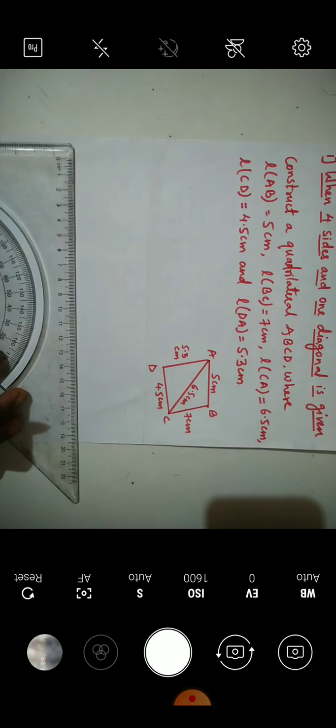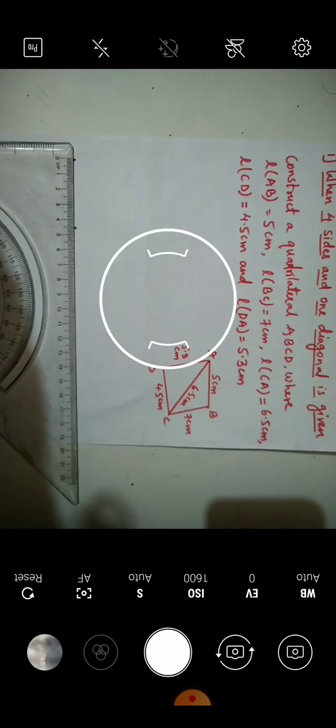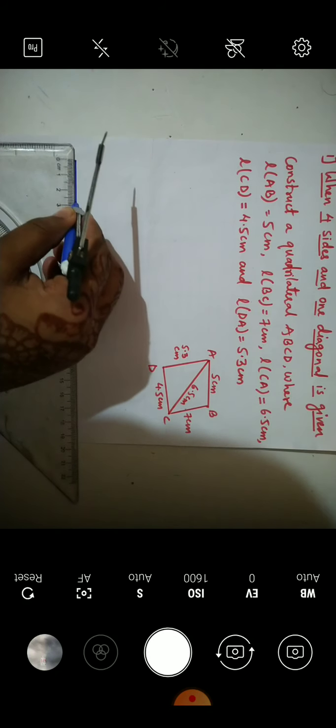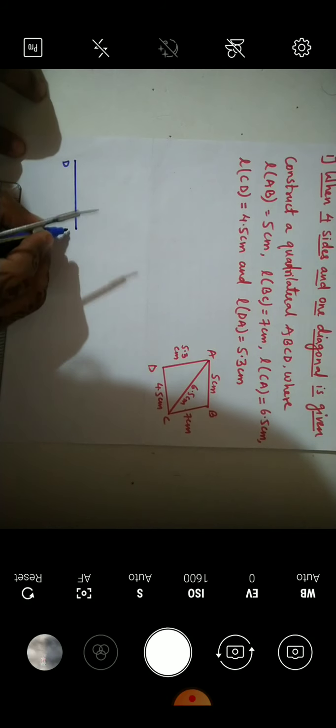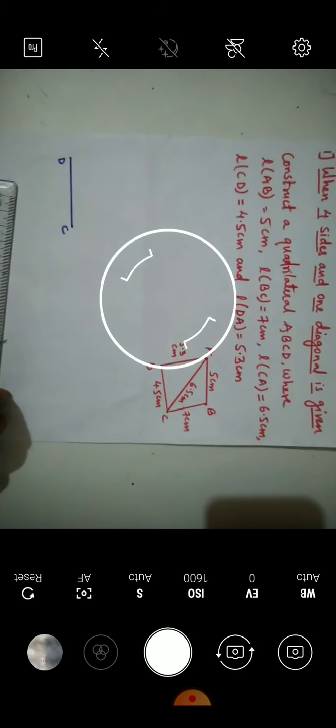So here I have taken a scale of 4.5 centimeter. This is 0 and here it is 4.5 centimeter. So I will join these two and I will get a segment. The name of this segment is DC, so here I'll give it the name DC.